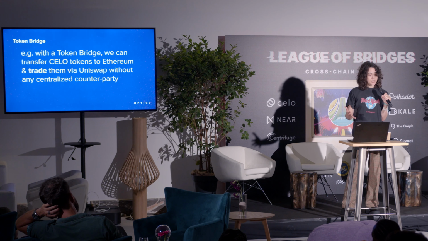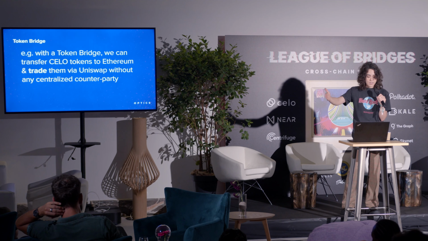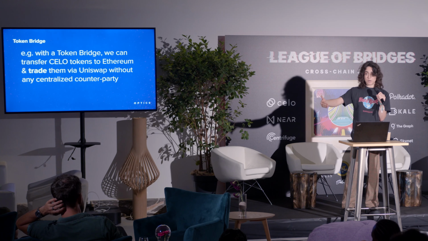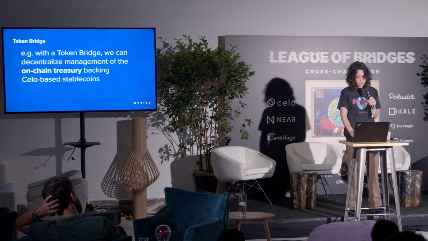So with a token bridge, we could transfer Celo tokens to Ethereum mainnet and trade your Celo tokens via Uniswap without any centralized counterparty. So right now, if I wanted to trade Celo for ETH, or Celo for DAI, or Celo for really any other Ethereum-based asset, I would need to basically use an OTC counter or a centralized exchange to do that. With a token bridge, that's not necessary anymore.